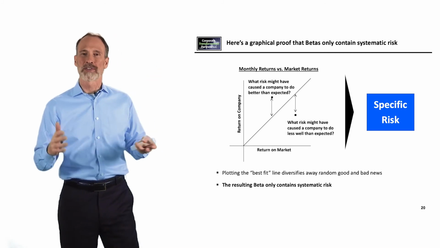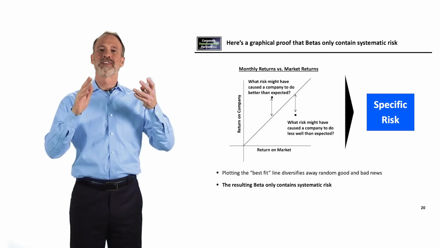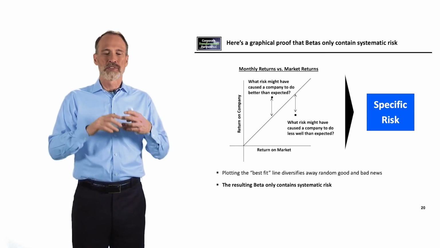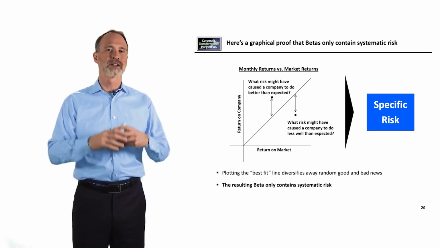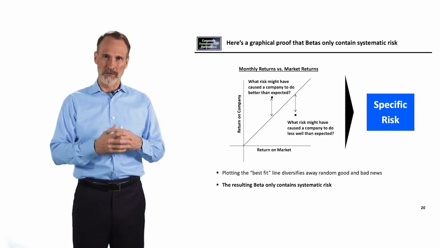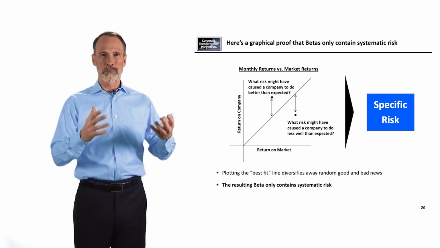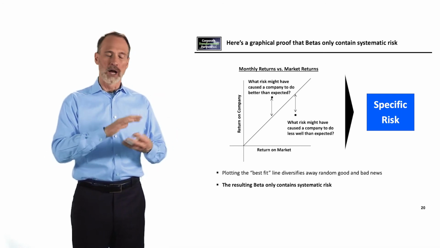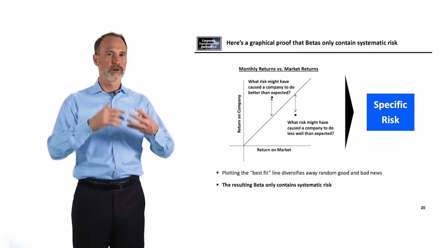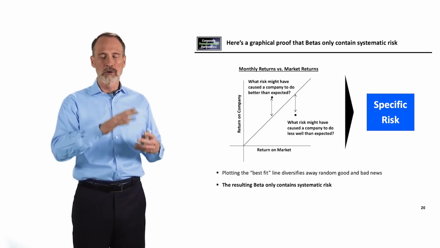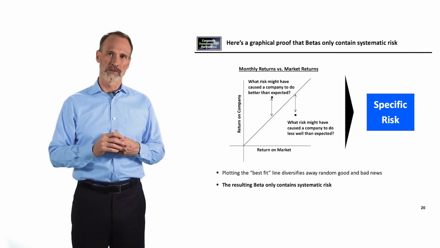It's even stronger than that. Beta is the definition of systematic risk. So there is no specific risk in a beta. There never will be specific risk in a beta. So if you use the capital asset pricing model or other theories such as arbitrage pricing theory or other common approaches to calculating the cost of equity, you will only get systematic risk in those numbers.